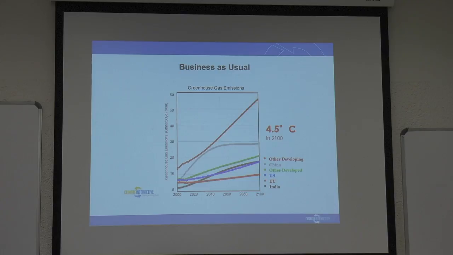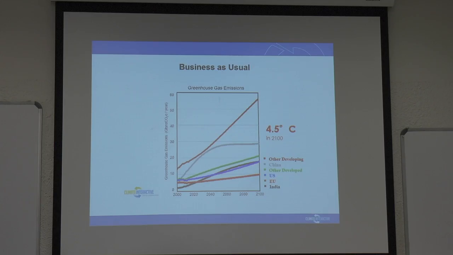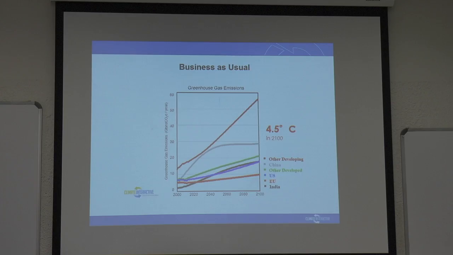Business as usual scenarios show an increase of 4.5 degrees Celsius by 2100. Now we see here different country groups, different countries, and how they are expected to behave. The other developing countries see a high increase in the business as usual scenario, basically because of population growth, and secondly, because of the lack of technologies and developments happening currently in these countries. So if something changes there, these trends will change.